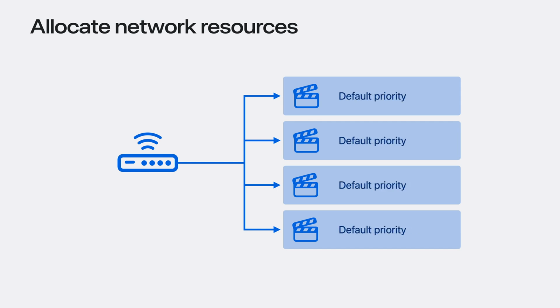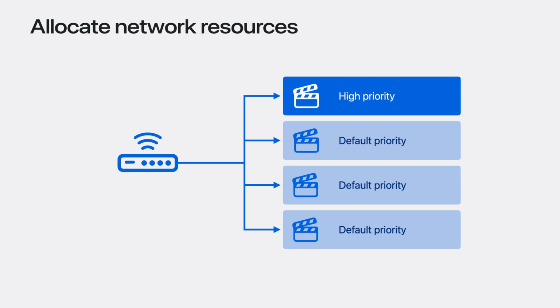Each player starts with a default priority level. You can set the priority level to high or low. A priority level of high means that the player requires a high level of network resources, and streaming in high-quality resolution is crucial. A priority level of low means that the player requires minimal network bandwidth, and streaming in high-quality resolution is not as crucial.